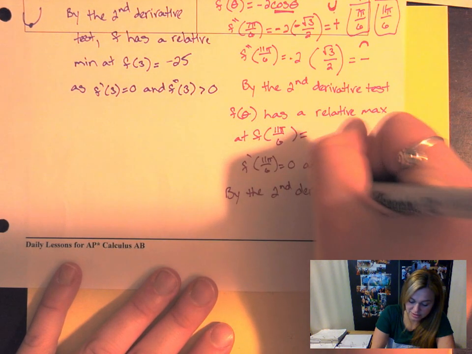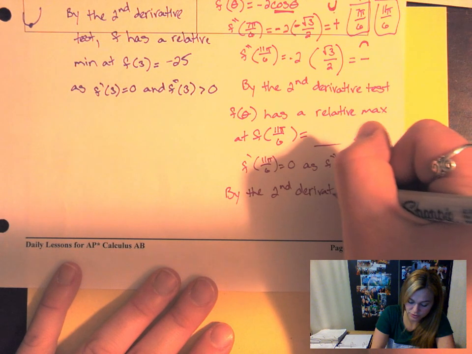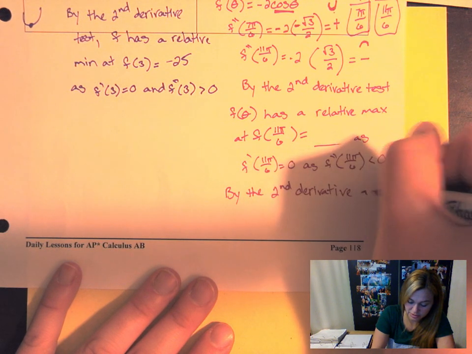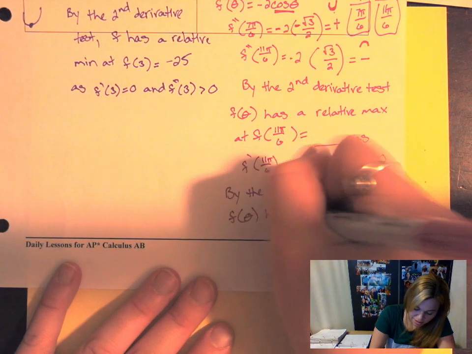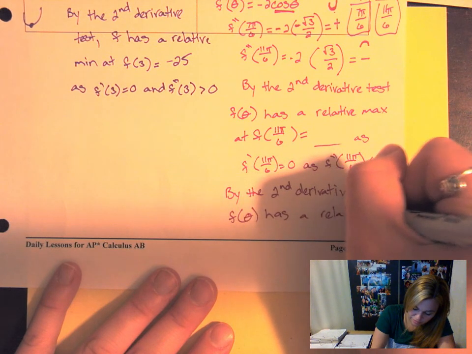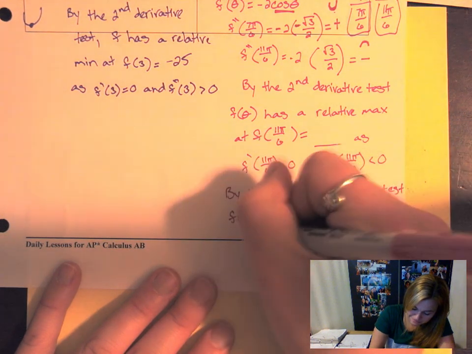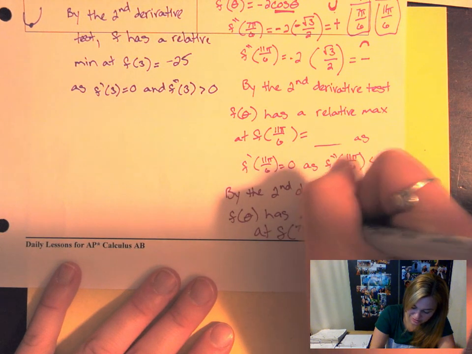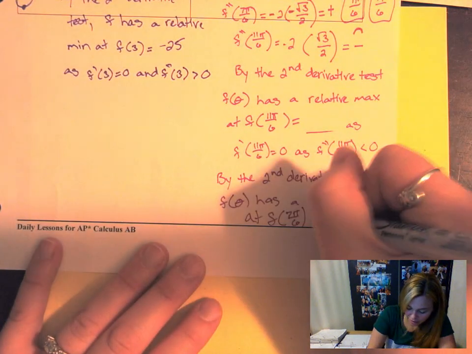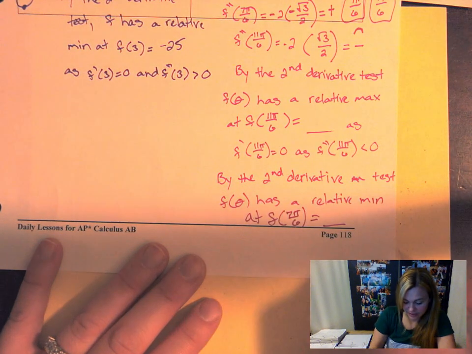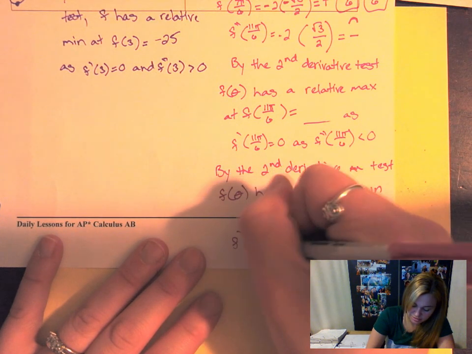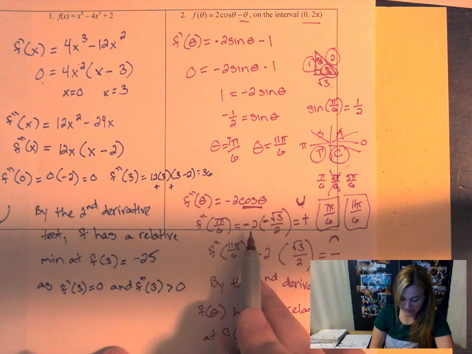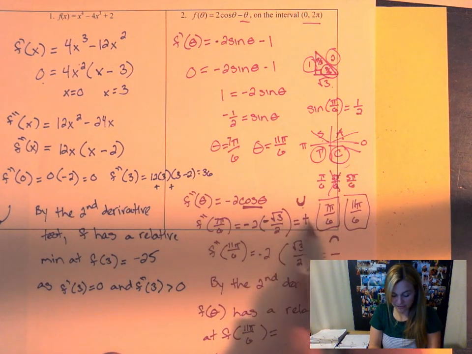By the second derivative test, I almost forgot to spell that. F theta has a relative min at f of 7 pi over 6. This is the one we just talked about. And the reason is, and I'm going to find out whatever that value is in a second, f prime of 7 pi over 6 equals 0, and we also said minimum because f double prime of 7 pi over 6 was positive.